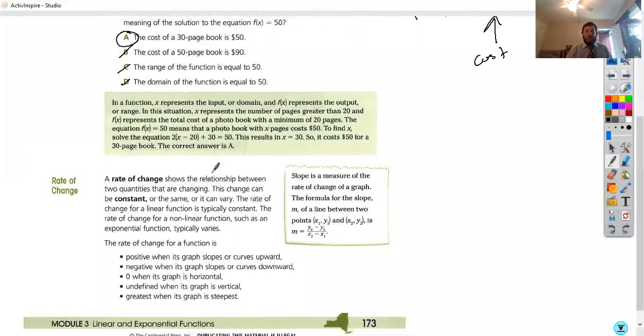All right, moving on to rate of change. So a rate of change shows the relationship between two quantities that are changing. This change can be constant or the same, or it can vary.